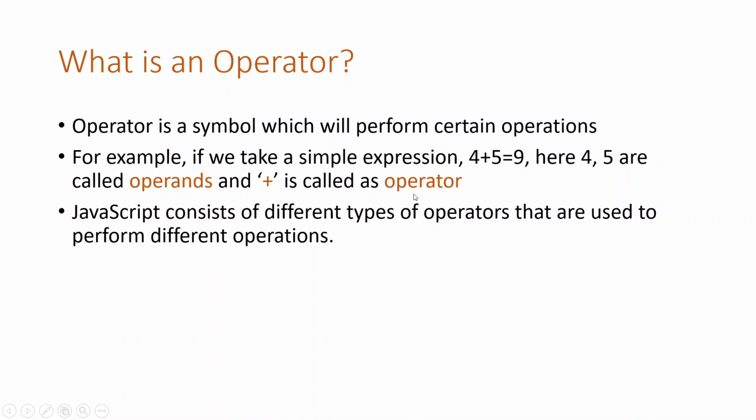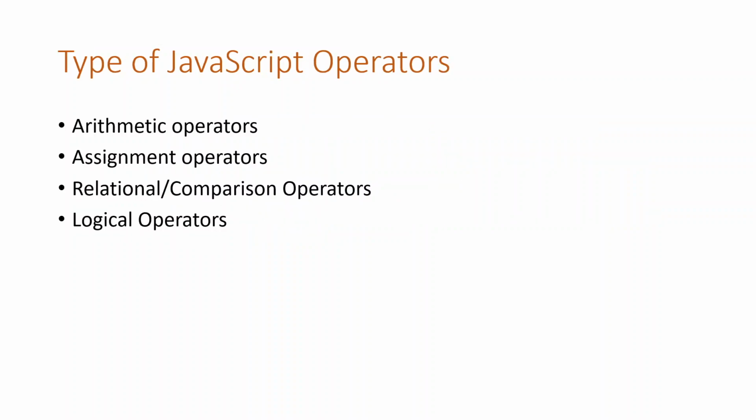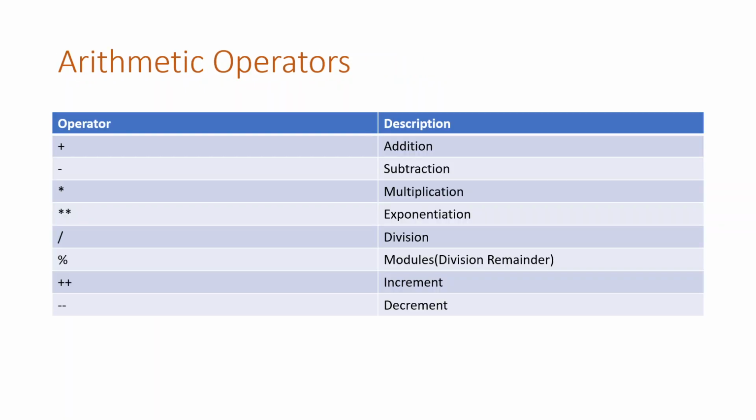JavaScript consists of different types of operators that are mainly used, so we'll see all of them. There are four types of operators available in JavaScript: arithmetic operator, assignment operator, relational or comparison operator, and logical operators. We'll see one by one. In arithmetic operators, there are plus, minus, multiplication, exponential, division, percentage, increment and decrement. These are the symbols mainly used for arithmetic operators, which are used in mathematical calculations.